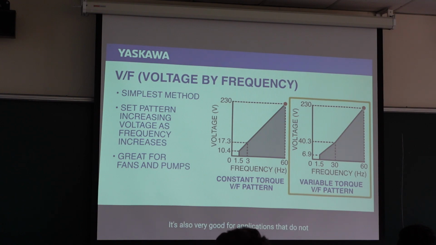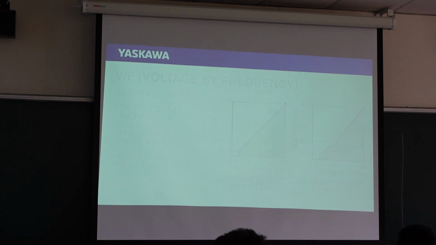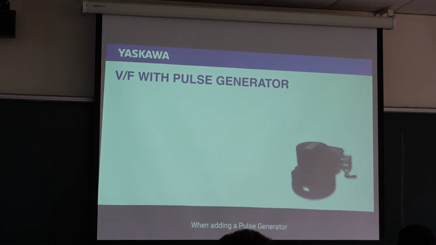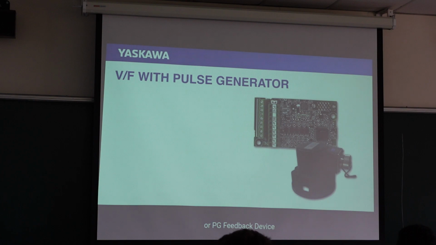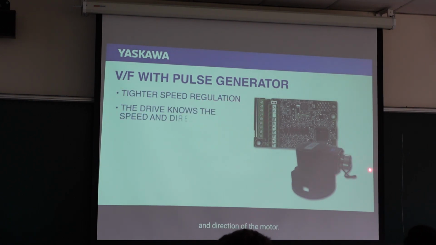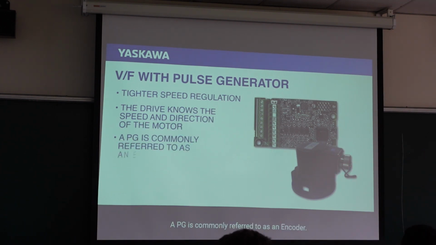It's also very good for applications that do not need tight speed regulation of the motor. When adding a pulse generator or PG feedback device, the speed regulation becomes higher. The pulse generator provides the drive the speed and operation direction of the motor. A PG is commonly referred to as an encoder.